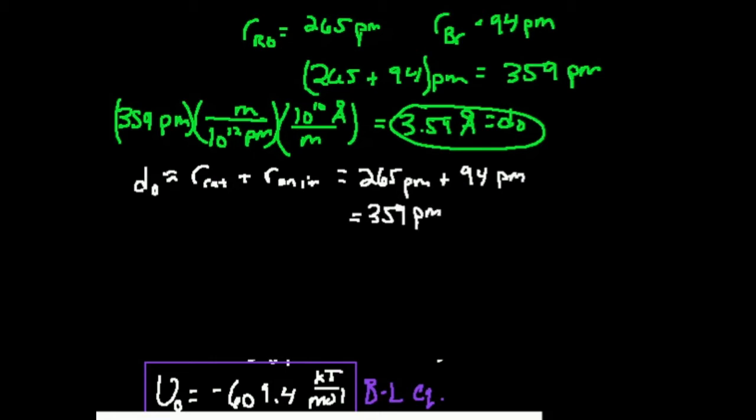And I'm going to do it again, even though it's a little redundant. I'm going to show you how to convert picometers to angstroms. You can either memorize the conversion factor, which I don't recommend because you can get them mixed up pretty easily, but you should understand where the conversion factor comes from. 359 picometers, I want to convert that to angstroms.